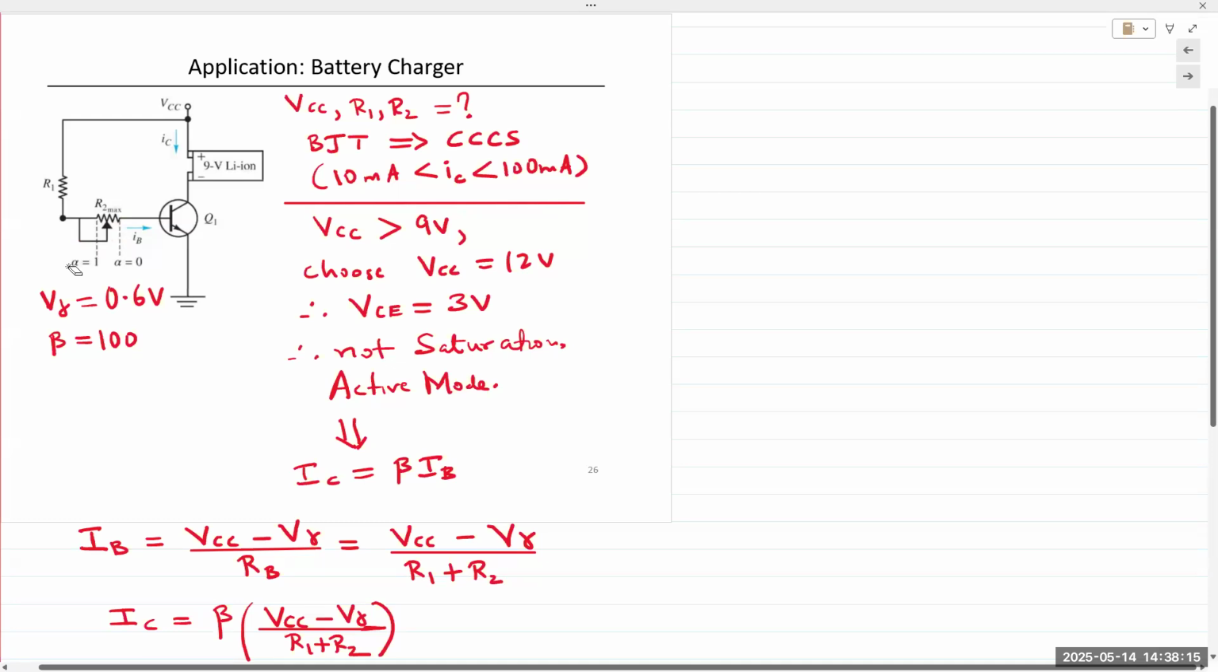All right, so we want to bias the circuit such that the transistor again should operate in a particular region. What region would it be? You see that we want the BJT to function as a constant current source. It functions as a constant current source. It could provide any current between 10 milliamps and 100 milliamps.